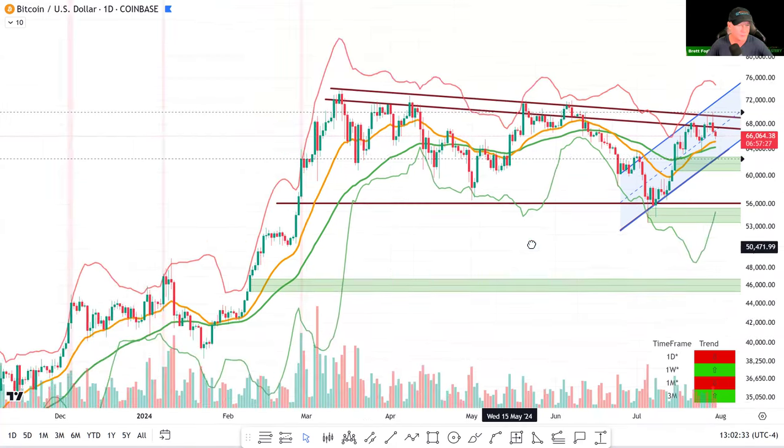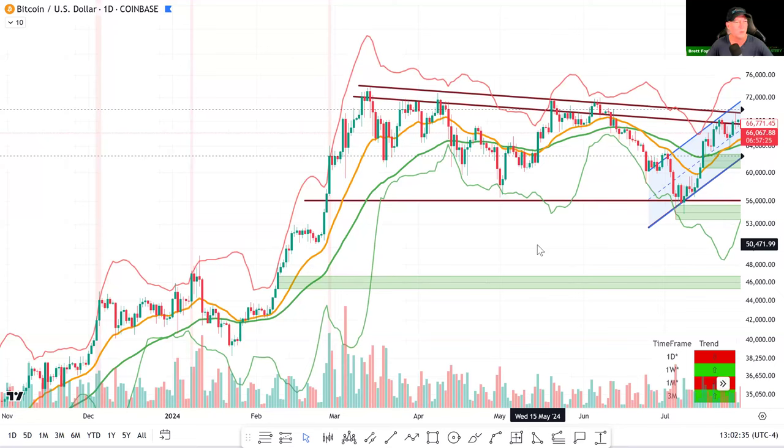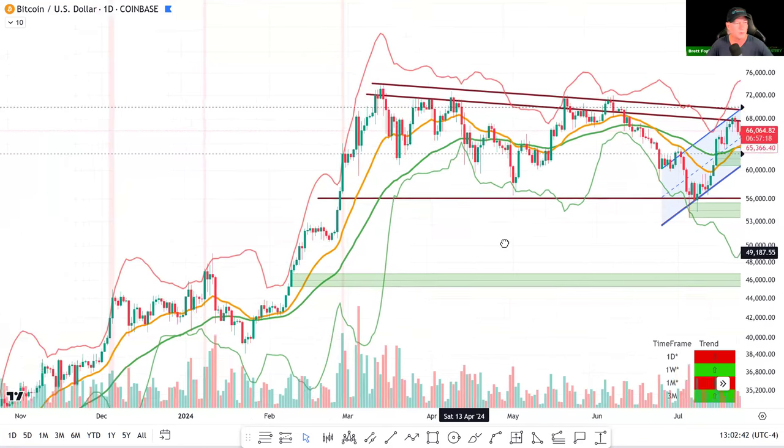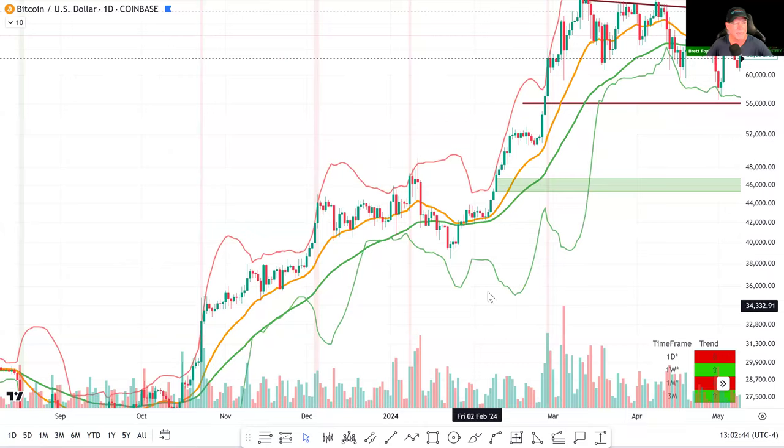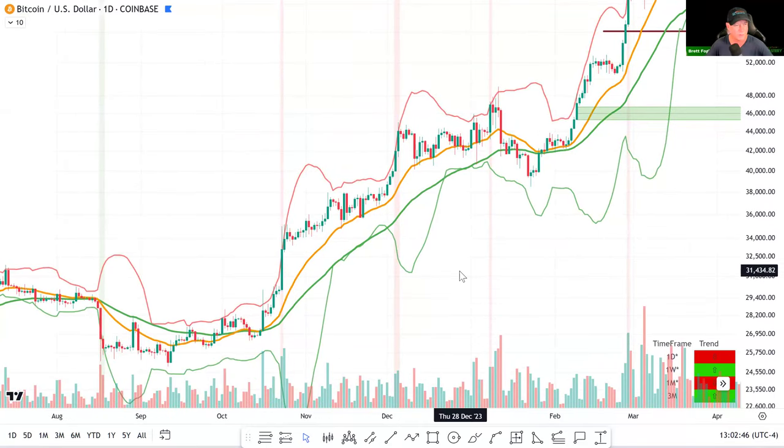But what I want to share is that people always ask, when should I take profits? And these Bollinger Bands are great for that. When it hits the upper Bollinger Band is a great time to take some partial profits. And when it goes down in the green zone, it's a great time to buy some. But you can see here, when it breaks above that upper Bollinger Band, this was a great take profit area. And then, of course, it dropped all the way back down here.